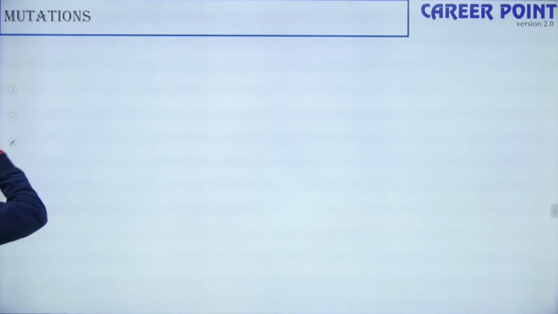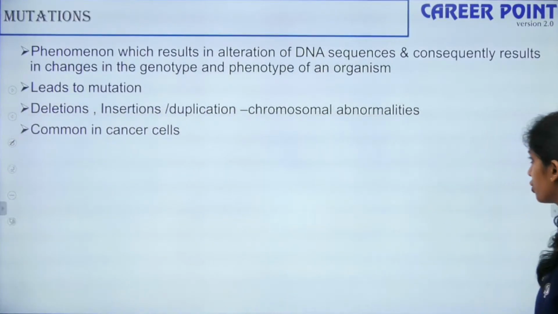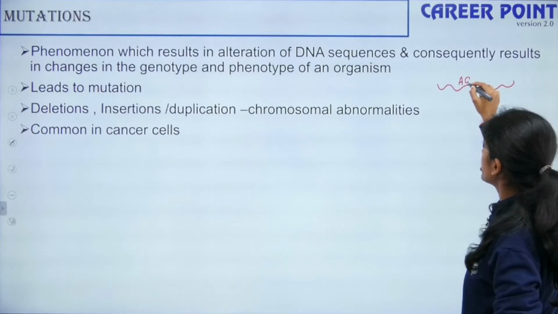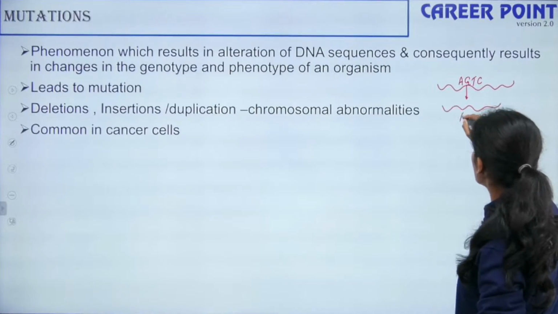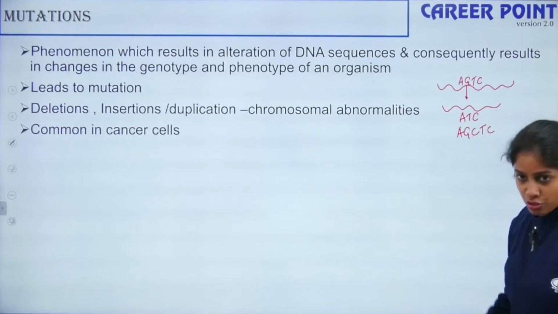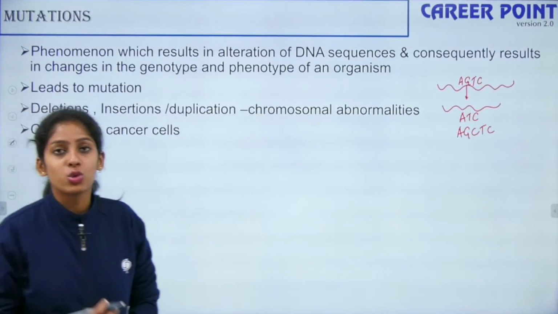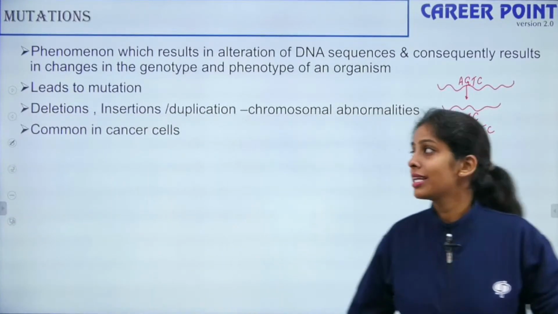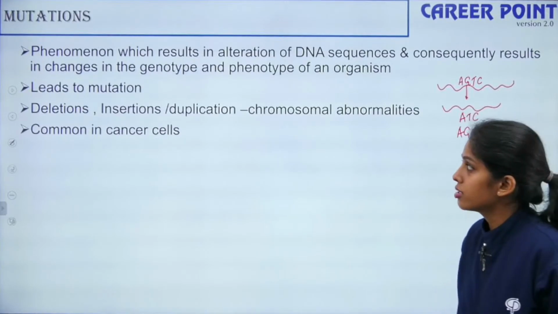So let's move forward. What are mutations? A sudden change in the DNA or the base sequence in your DNA is called a mutation. Your DNA is made up of nucleotides, for example A, G, T, C, etc. If there is a sudden change in this, suppose G is deleted, so instead of G, if I have GC, TC, that is a small change. This leads to a change in the phenotype. The phenomenon which results in the alteration of DNA sequences and consequently results in changes in the genotype and phenotype of an organism is called mutation.